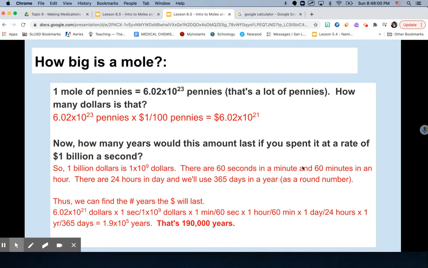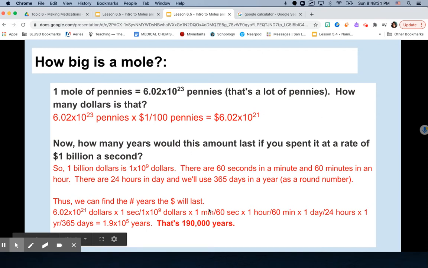There are 60 seconds in a minute, 60 minutes in an hour, 24 hours in a day, 365 days a year, doing all of this math. Here, it's going to take me 190,000 years to spend all of this money if I'm spending it at $1 billion per second, right? So we would all be dead if we're spending $1 billion per second. That's a lot of money, right?